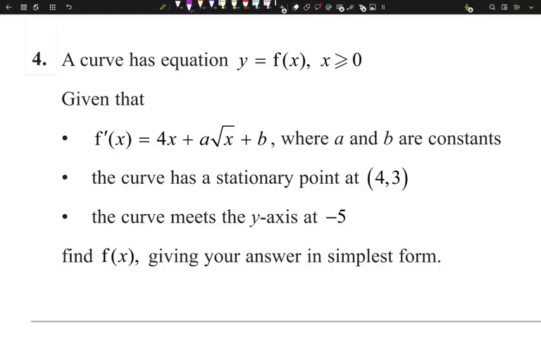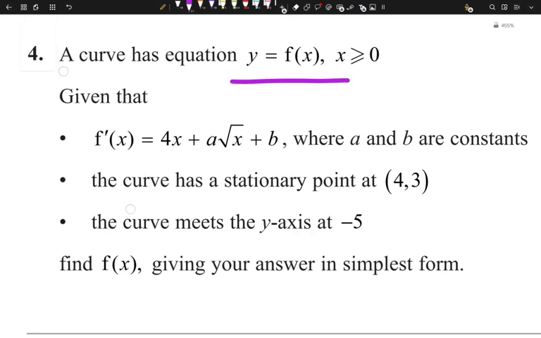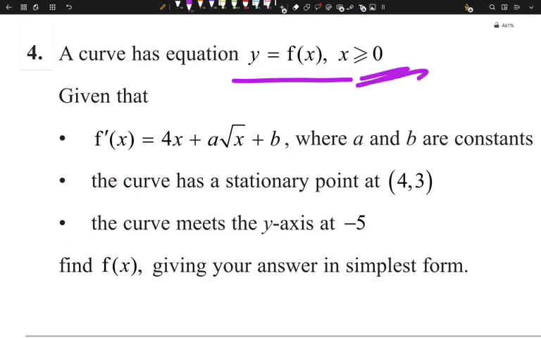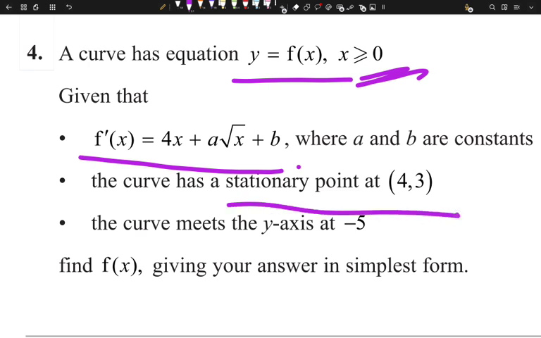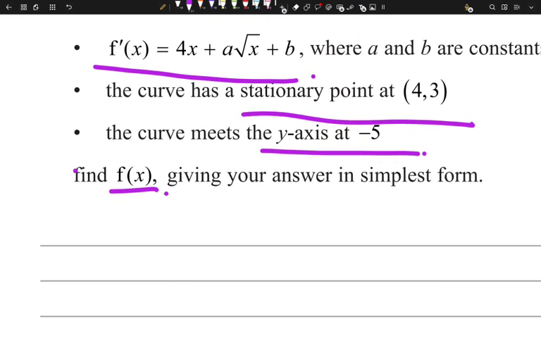Let's solve this question in which y equals f of x and x is greater than 0. F prime of x is given, the stationary point is given, the y-intercept is given, and f of x needs to be found. Let's try finding it out.